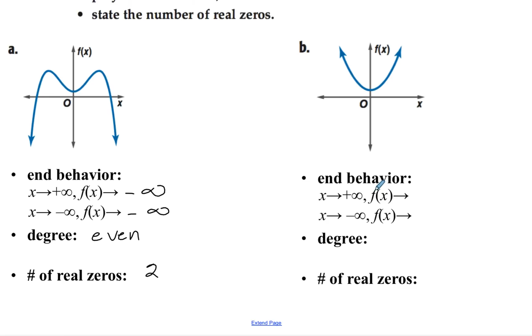Letter B here, our end behavior, as x goes to positive infinity, the function also goes to positive infinity. And as x goes to negative infinity, the end behavior also goes to positive infinity. The degree, odd or even, well again, both of my end behaviors are going to positive infinity. So again, this is an even degreed polynomial. And this one doesn't have any real zeros because it never touches the x-axis.